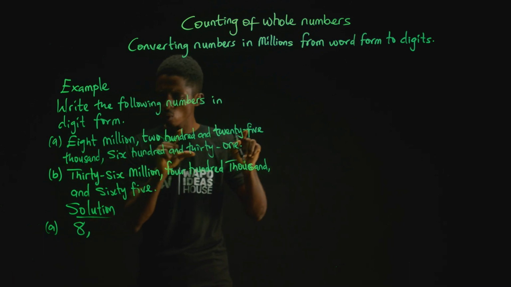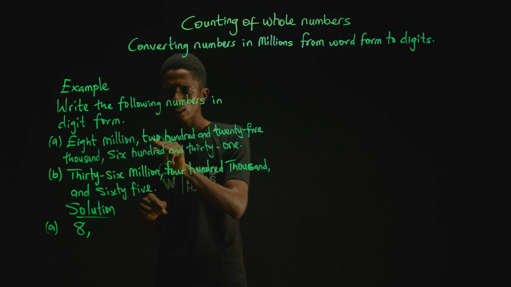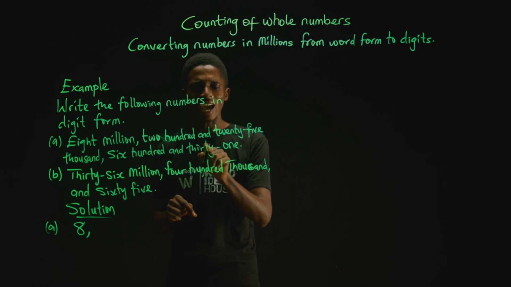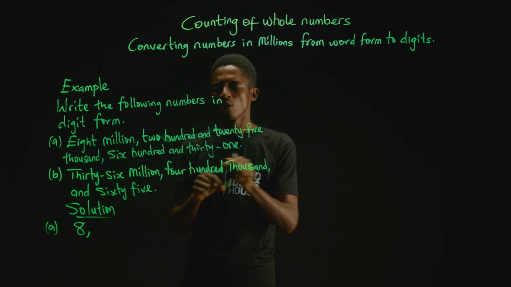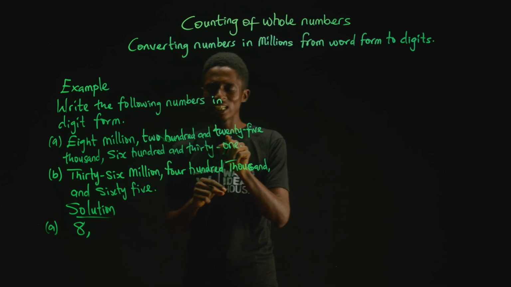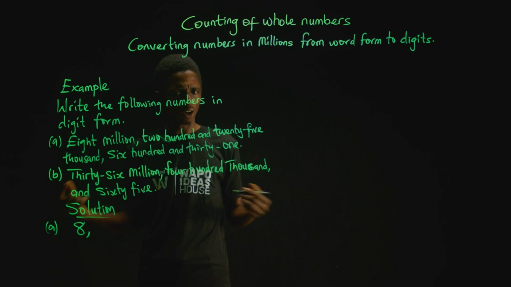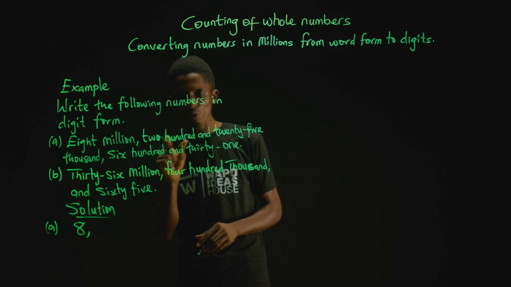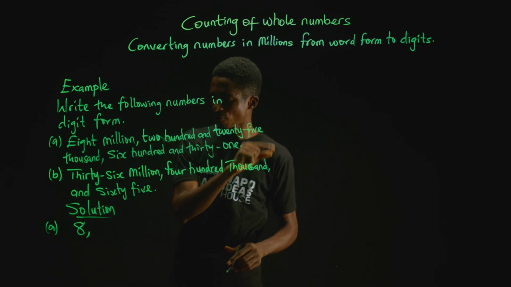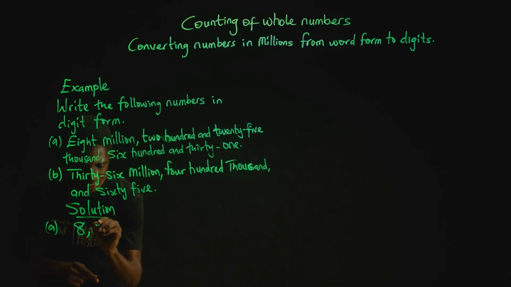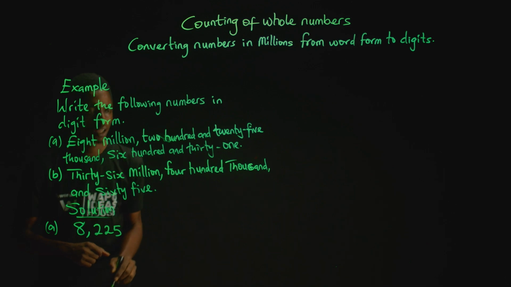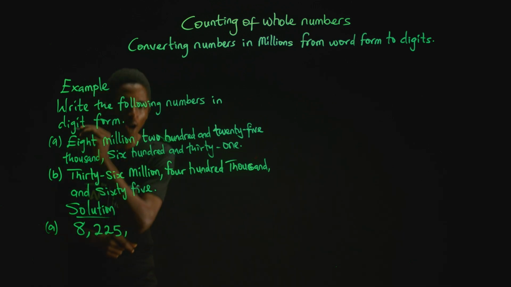And according to this question, we are dealing with 225, which is in the 1,000 category, according to our place value. So 225. How do we write that? You write as 225. 1,000, so another comma.